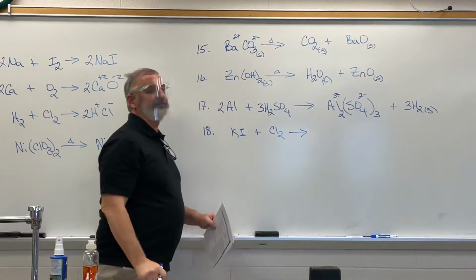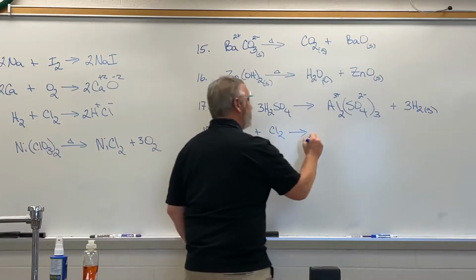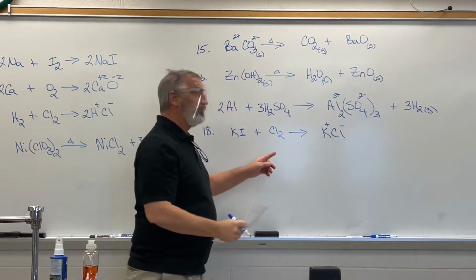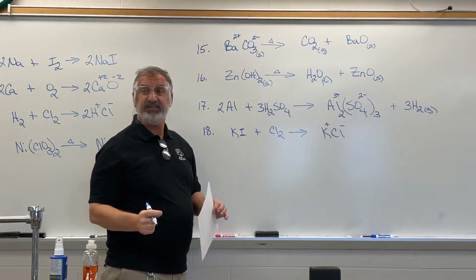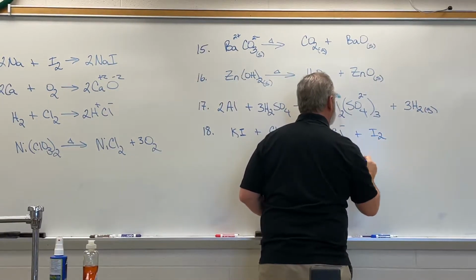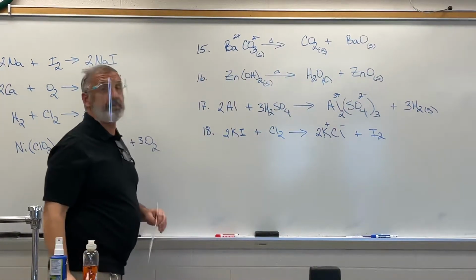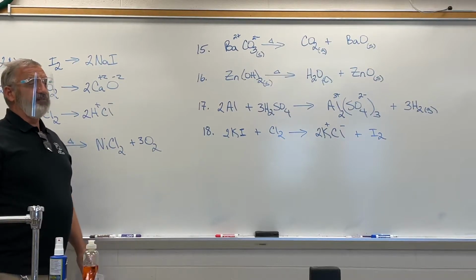So what's this gonna make? Potassium, but K is plus and Cl is minus, so just KCl. We don't bring the 2. And what's the other product? Iodine, which is now iodine by itself, so it is I2. So we have to balance it with a 2 and a 2. Stop me if you have a question. I'm trying to go fast.